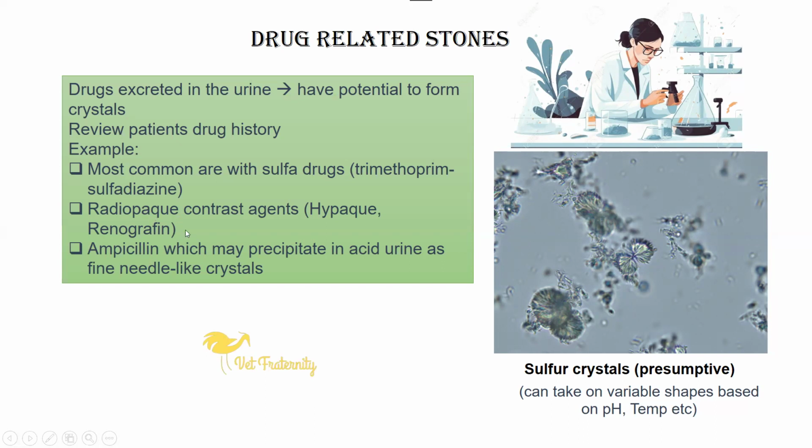Second thing is radiopaque contrast agents that you feed to your animal to have contrast radiography. These agents are also excreted in urine, so they form drug-related crystals in the urine. Similarly, ampicillin is a very common example, especially when you study this drug in pharma. You always come across this drug: it basically precipitates in acid urine and forms fine needle-like crystals. So these are just three examples, but there are many more drugs that form drug-related stones.